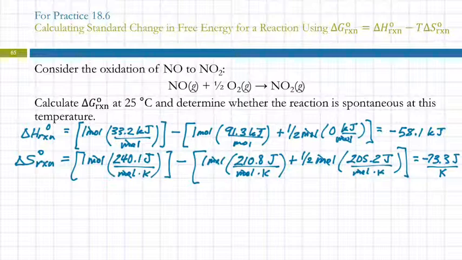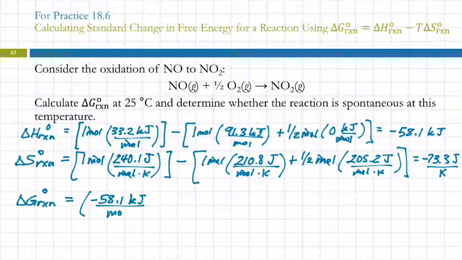Okay, so now we can calculate standard change in the free energy. It's delta H, negative 58.1 kilojoules. No, just kilojoules, sorry. Minus the temperature, 25 degrees Celsius, it's 298 K. That one comes up so much that I just remember what it is.